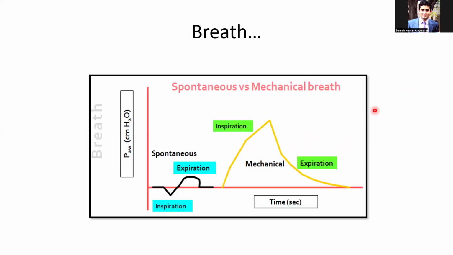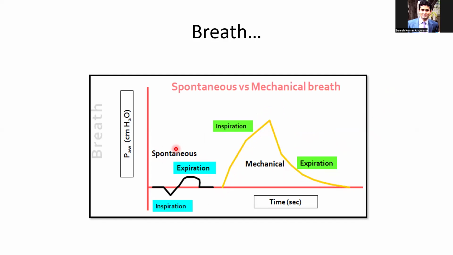So how to differentiate between a spontaneous versus a mechanical breath? In a mechanical breath, everything is done by the mechanical ventilator and the patient is not participating. So the patient is deeply sedated or paralyzed. This is how a mechanical breath looks like in a pressure time scalar. There is no trigger here. The ventilator has started the breath and the ventilator has cycled to expiration. So this is how a mechanical breath looks like.